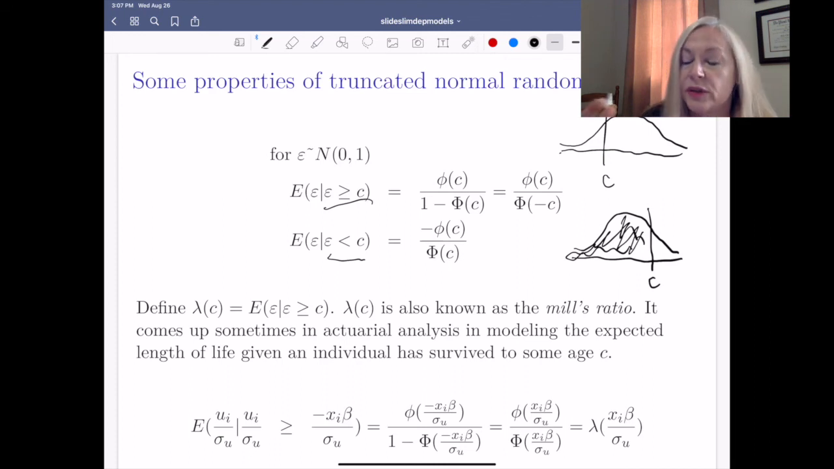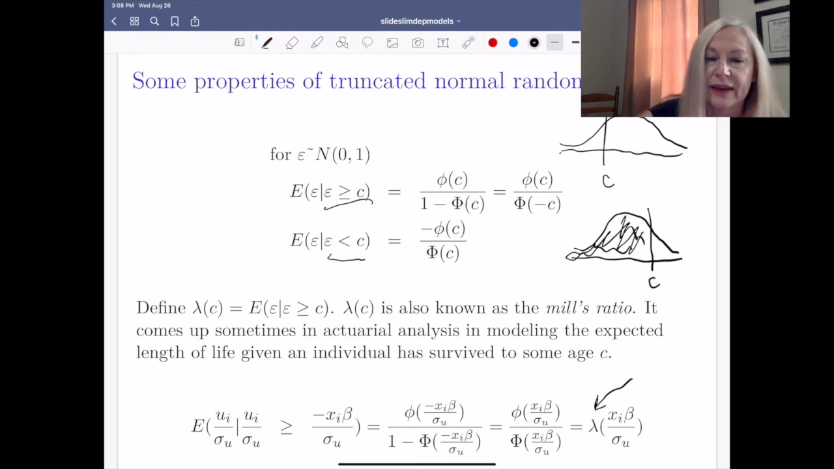We're also going to look at the Roy model, and that uses similar formulas. So I would just commit these formulas to memory because you'll definitely see them again in different contexts, okay? This also comes up in survival analysis. So I would just memorize these formulas for truncated normal random variables. And this is called the Mills ratio, and it's usually referred to as lambda. Sometimes they might call it the lambda function.